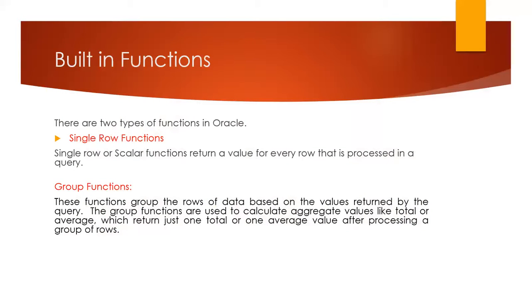Built-in functions. There are two types of functions in Oracle. First one is single row functions. Single row or scalar functions return a value for every row that is processed in a query. Group functions group the rows of data based on the values returned by the query. The group functions are used to calculate aggregate values like total or average, which return just one total or one average value after processing a group of rows.